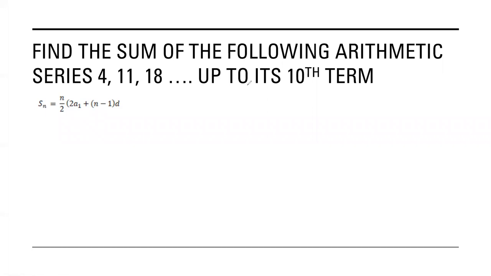Since we're looking up to the 10th term, we'll be looking for S10. Again, we are looking for the sum, not the last term. So, S10 equals, then we have to find the first term pa rin, which is our 4, and n is 10, and definitely, sinabi nga kanina na ang common difference natin ay 7. So, gagamitin natin yung formula. Let's continue with the formula.